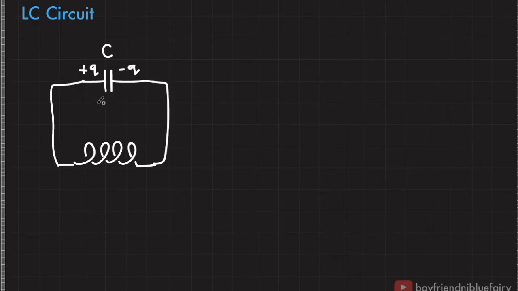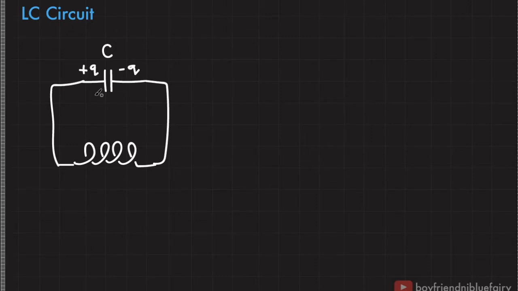Let's now investigate the behavior of a circuit if it contains an inductor and a capacitor. So consider this capacitor and we assume that initially it is fully charged and one plate has a charge of positive Q and the other plate has a charge of negative Q. So if we have an inductor and we suddenly connect it with our capacitor, the capacitor will begin discharging.